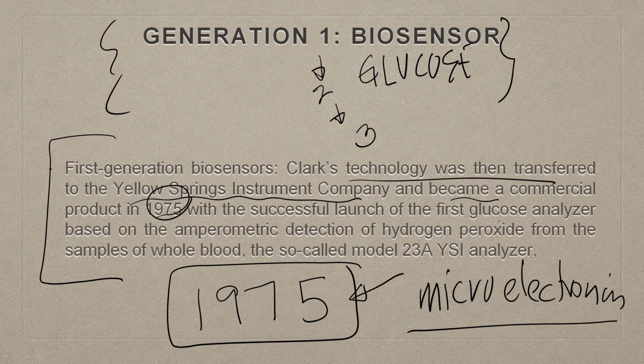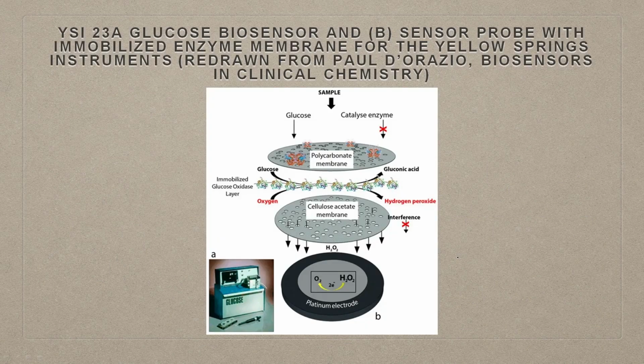With a successful launch, the first glucose analyzer was based on the amperometric detection (ampere means current) of hydrogen peroxide from the sample of whole blood. The so-called model was called the 23A YSI analyzer, and the 23A glucose biosensor is shown here. This is how the biosensor used to look. The sensor probe consisted of an immobilized enzyme membrane from Yellow Springs Instruments, read on from Leland Clark's work.